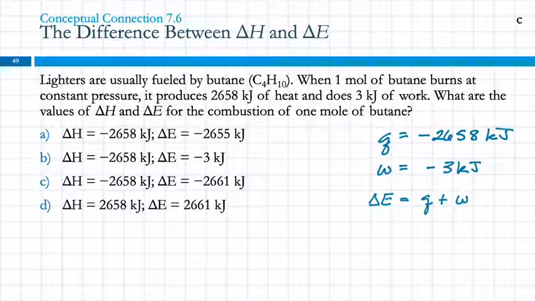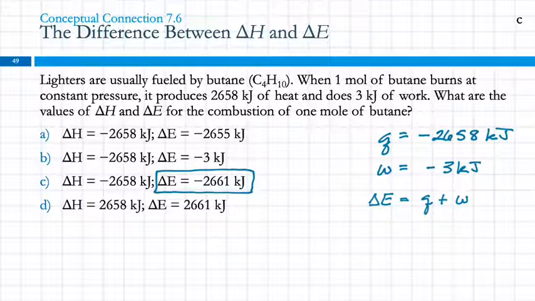C, right? So this is correct. Delta E is negative 2661, because that's what you get when you take negative 2658 and negative 3, you get negative 2661. So actually, that's the only possible choice. We don't even have to look at the delta H. Of course, we're going to look at it anyway.